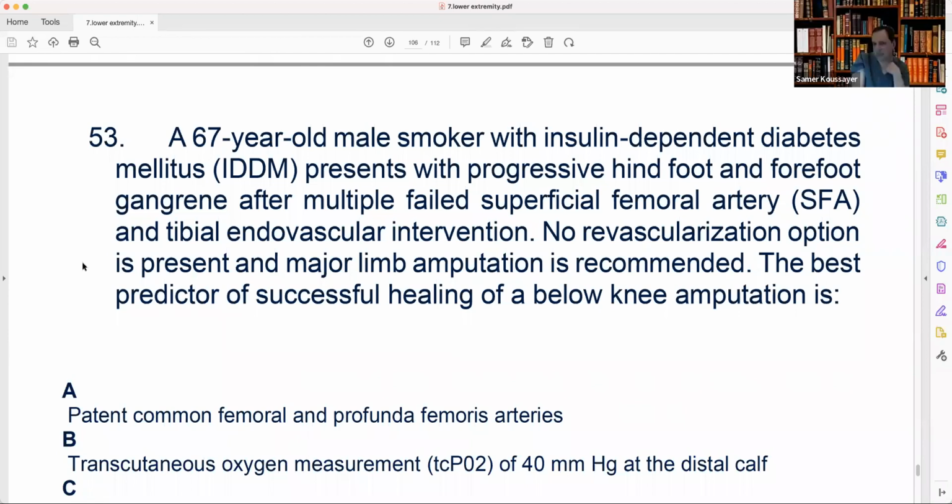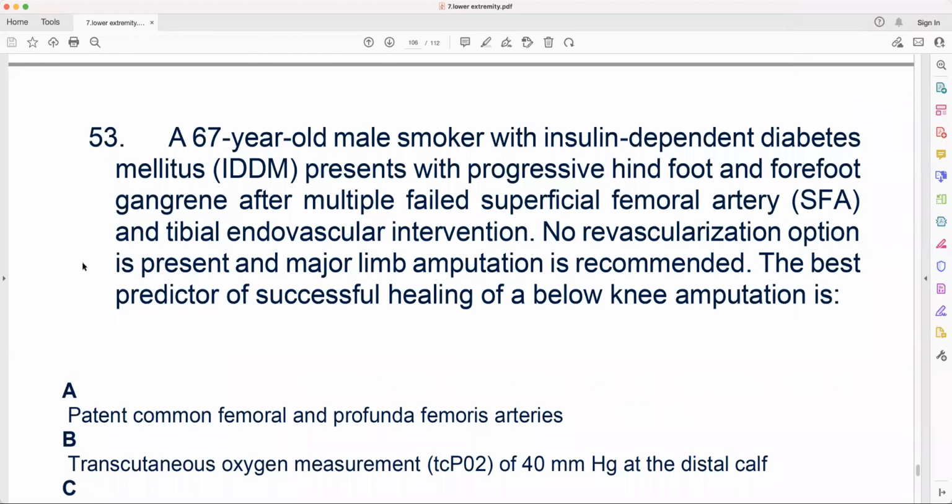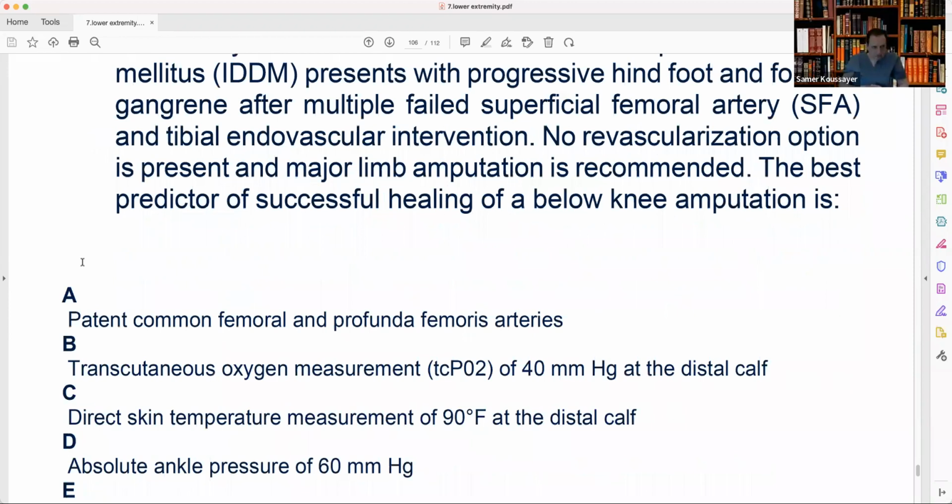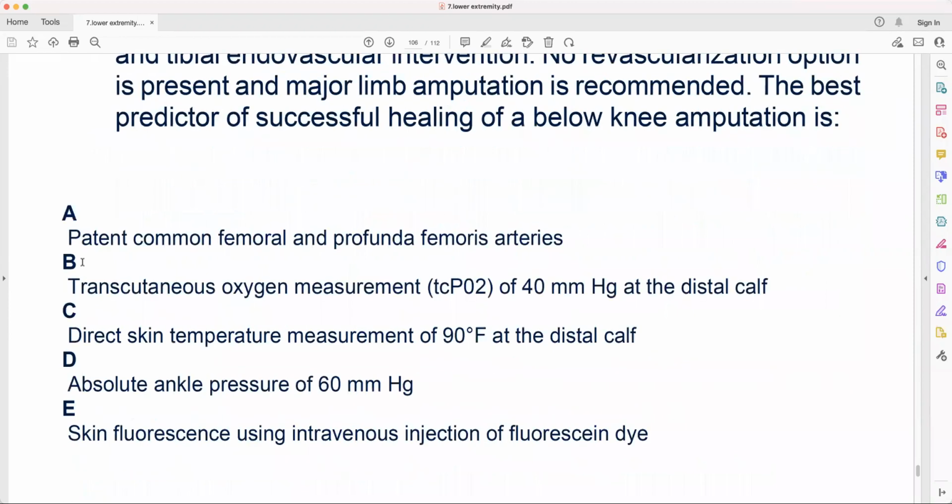So again, the most important is, all right? So I think this gives us the idea. Let's go one by one, Hamad. A, patent common femoral artery and profunda femoris artery.